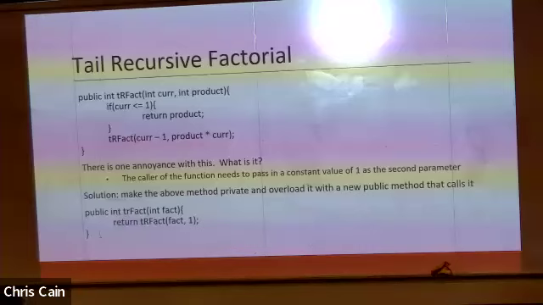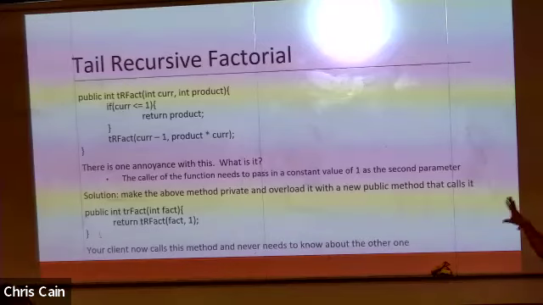So here would be the public method that the user actually calls. And you can see that what we do is we just return the call to the private version and add in the extra parameters that we need. It becomes a really useless initial product if you make the user say a product starts at 1 every time they call a factorial function. So we again just don't make the user think about it.